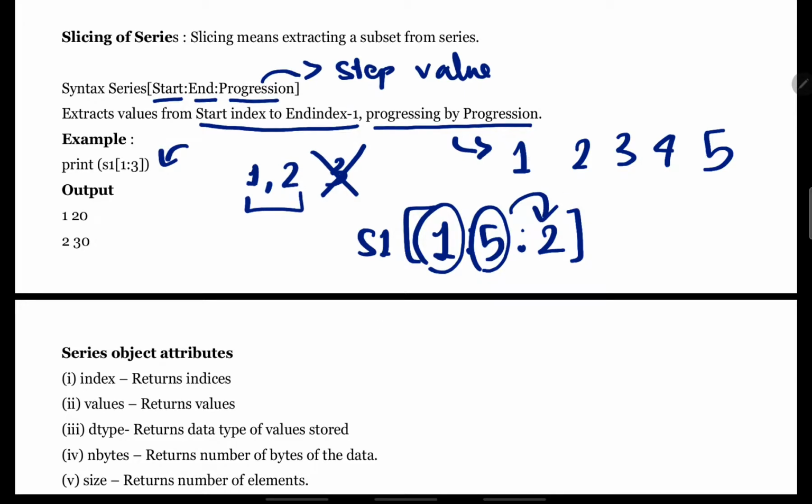So the first element that will be printed will be of the index 1. Then you have to do 1 plus 2. So 1 plus 2 is 3. Then the third index will be printed. Now 3 plus 2 you have to do for the next one because the step value here is 2. Now when you do 3 plus 2, the element which comes is 5. But we cannot print 5 because 5 is the last element that we have given and we have to exclude the last index. So in this case, the elements that will be printed will be of the index 1 and 3. So whatever the corresponding elements are there that are having the index 1 and 3, they will be printed in this case. So that is how you do the slicing of series.